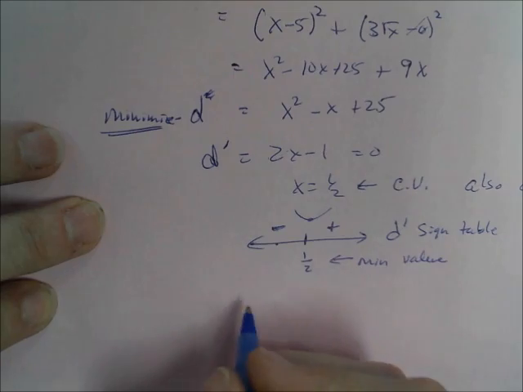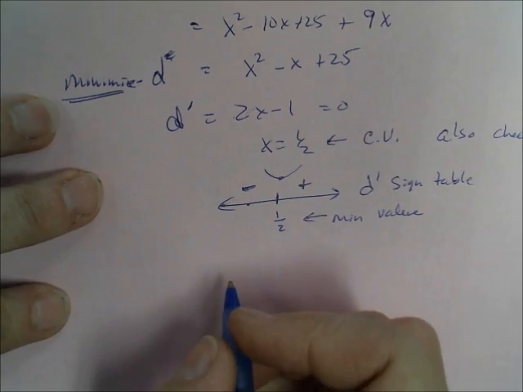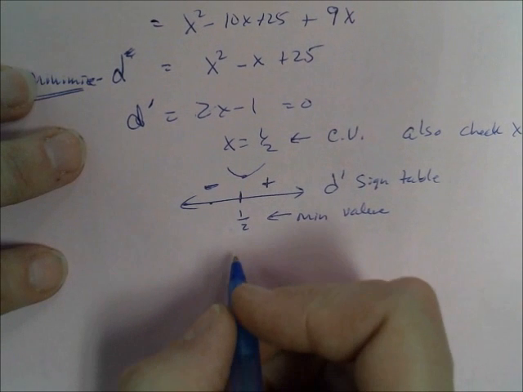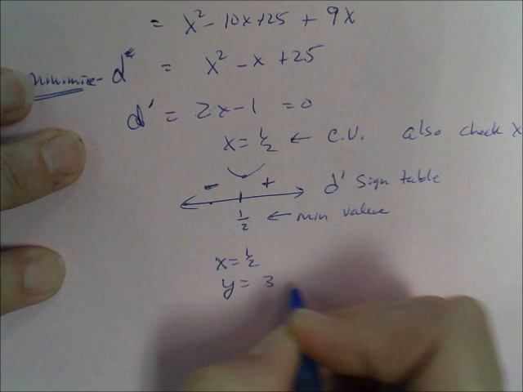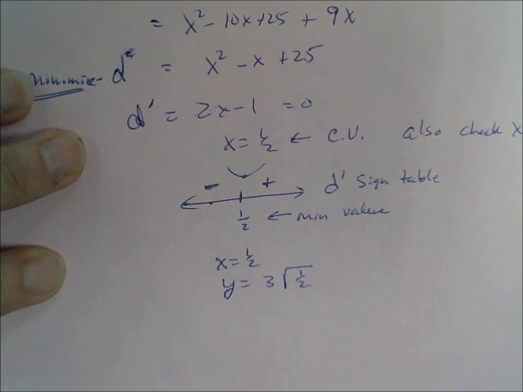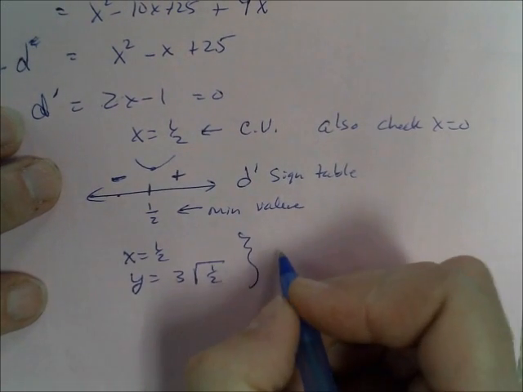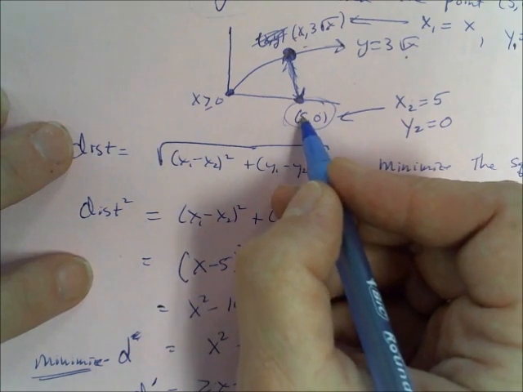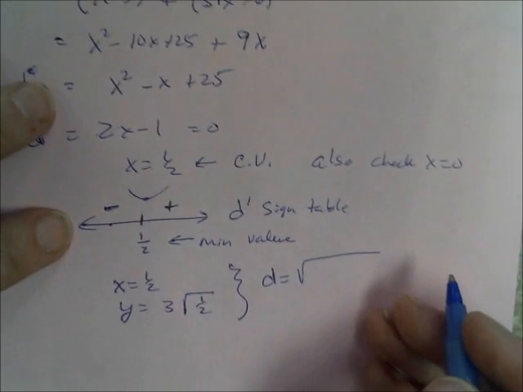So now, since x equals 1/2, all we have to do is plug x equals 1/2 up into our y, and actually we're finding the minimum distance from those 2 points. So when x is equal to 1/2, y is equal to 3 times the square root of 1/2. And the distance, what we're trying to find is the minimum distance. The distance is equal to the square root of x1 minus x2. Remember, we're still finding the distance between 5, 0 and that point. That point right there is 1/2, 3 square root of 1/2.